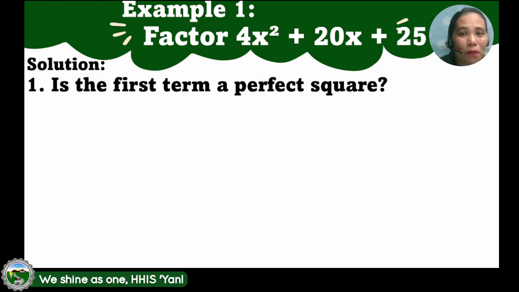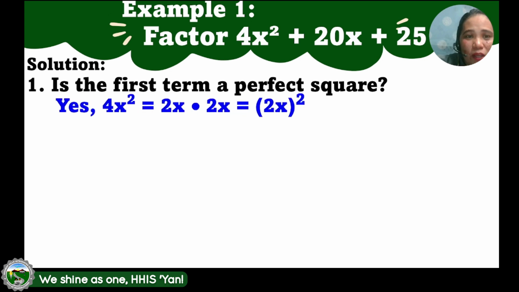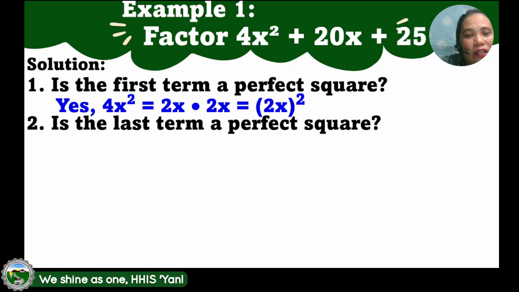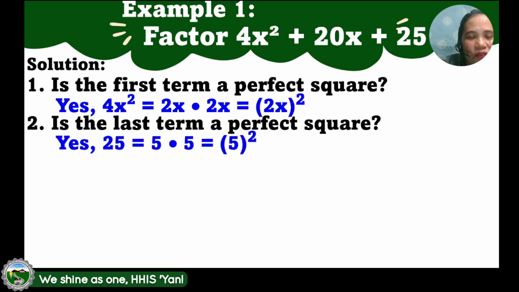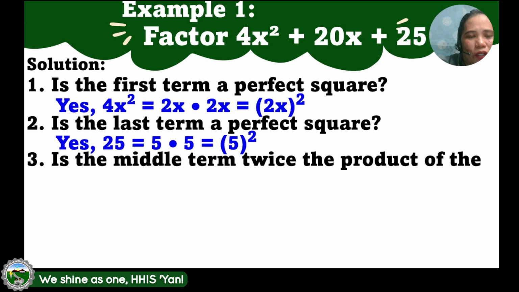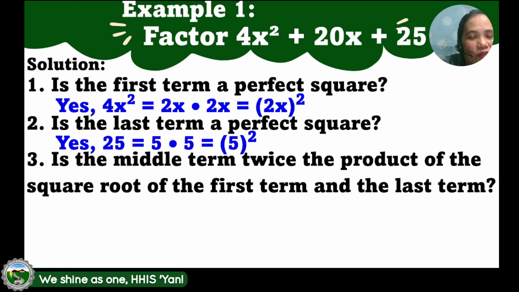Is the first term a perfect square? Yes, because 4x squared is the product when you multiply 2x times 2x, or the square of 2x. What about the last term? Is it a perfect square? Yes, because 25 is the product when you multiply 5 times 5, or the square of 5. What about the middle term? Is the middle term twice the product of the square root of the first and the last term?